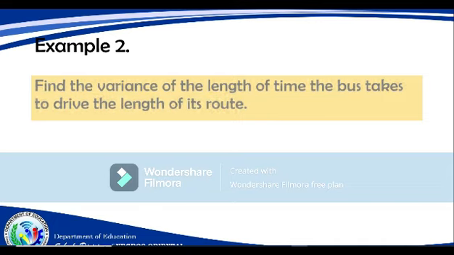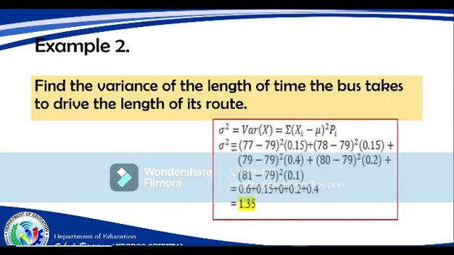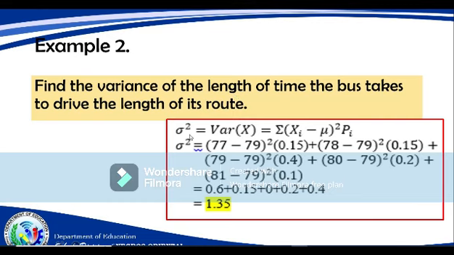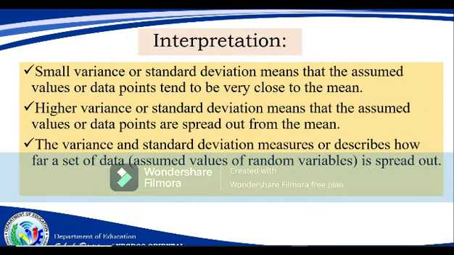So we are asked to find the variance. So you will have this formula. Okay, the variance is (77 minus 79) quantity squared times 0.15 plus (78 minus 79) quantity squared times 0.15 plus (79 minus 79) quantity squared times 0.4 plus (80 minus 79) quantity squared times 0.2 plus (81 minus 79) quantity squared times 0.1, which is equal to 0.6 plus 0.15 plus 0 plus 0.2 plus 0.4, a total of 1.35.